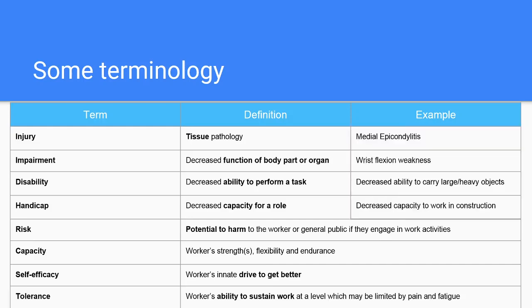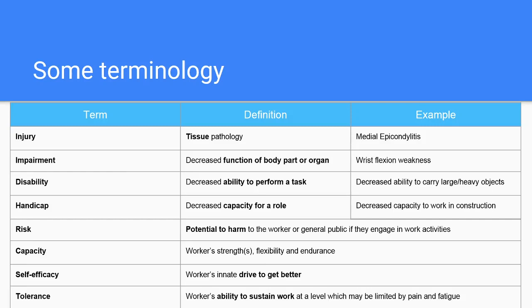So the example I had here was a medial epicondylitis. So you have weakness with wrist flexion, and therefore you can't carry objects, and therefore you can't work in construction. Okay. The other definitions that you should know are risks, which Lauren covered, but also capacity. So it's what can they do, what can they tolerate, and it's on a spectrum.